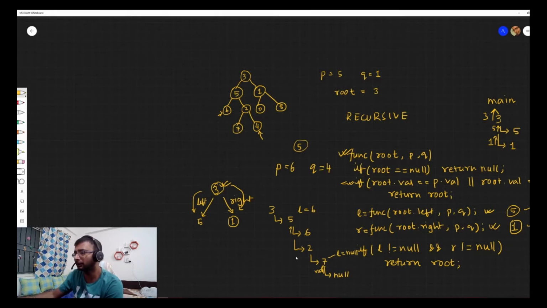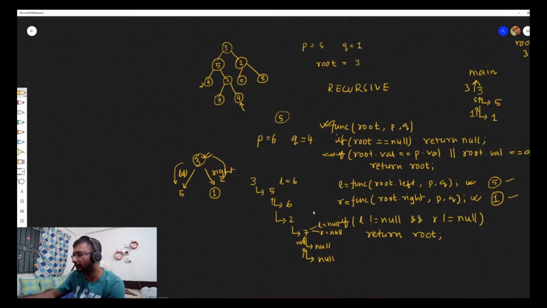Now 7 calls with its right. So again it hits a null, so it returns a null. So the right of 7 also receives a null. So you can see here that 7 got null from both ends. So if this condition is not matched, I will return a null if no conditions are matching over here. So what does 7 return? 7 does not get any match, so 7 returns a null. So left of 2, which was called with 7, receives a null.